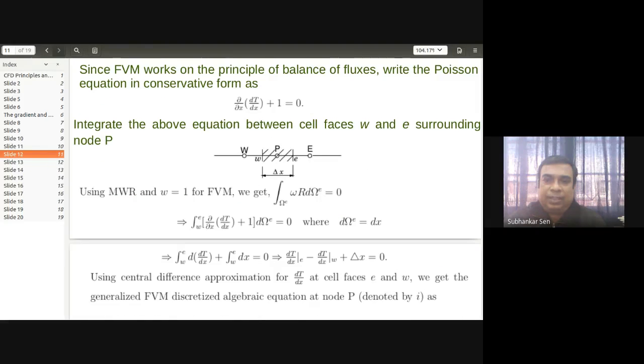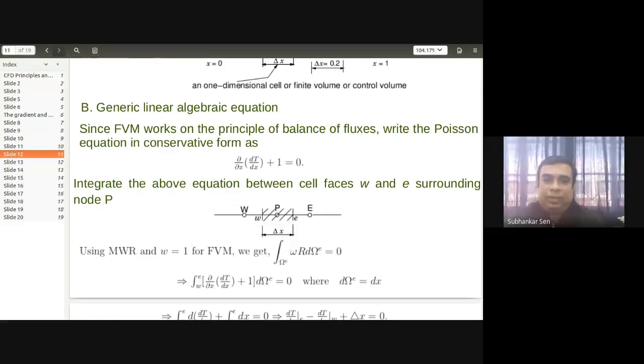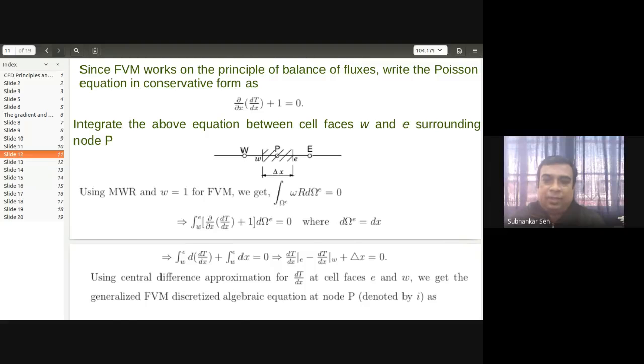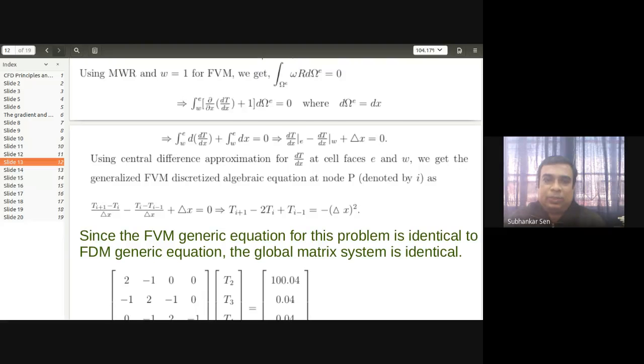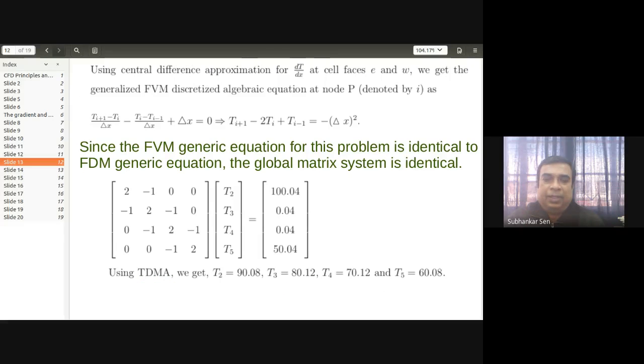So if you see here, for doing that, this is the elementary computational domain, omega E for element. After integration, we generate it. So these are the steps actually. We do some simplification, and finally we get the same equation. So for this particular problem, the finite difference and finite volume are giving you the same generic equation, and we are getting the same matrix. Using this Thomas algorithm, we get the solutions.